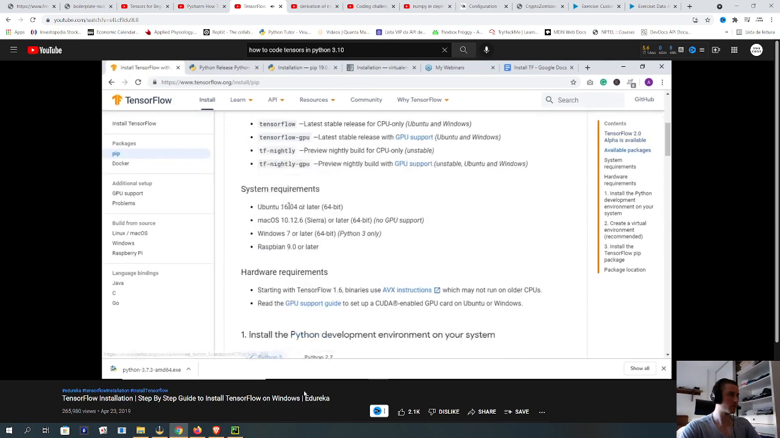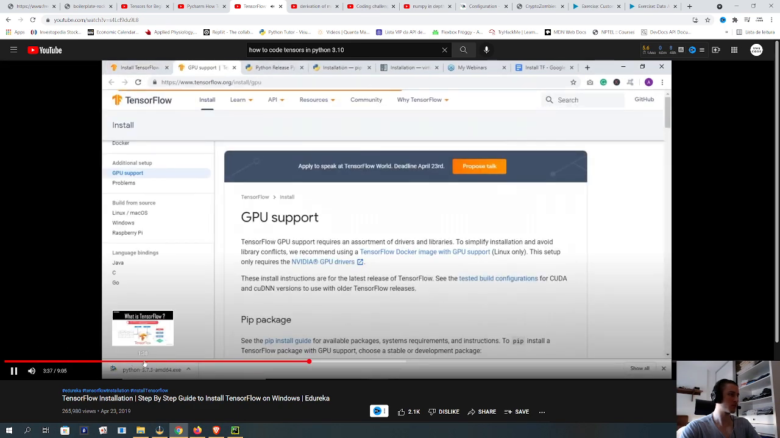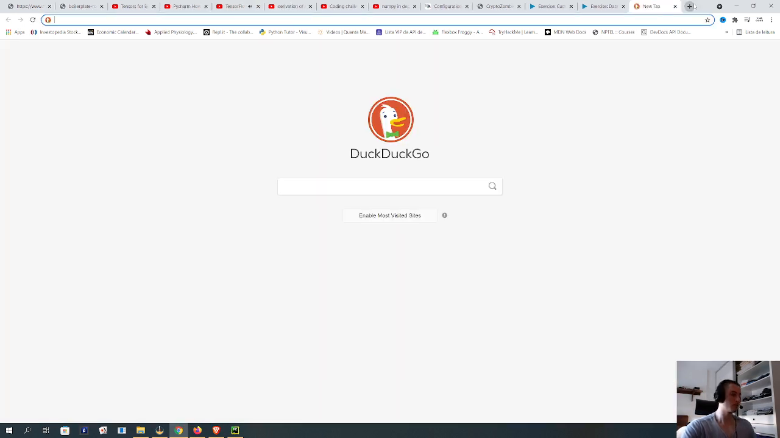And here you can see in system requirements, we have Ubuntu 16.4 or later. We have Mac OS 10.2, which is 64-bit again. Then we have Windows 7 for Windows and Raspbian 9.0 or later for Raspberry Pi. Now, I'm not going to go into the details of the GPU support because if I click on the GPU support guide, it requires you to have a CUDA enabled GPU as well as a TensorFlow Docker image with GPU support.